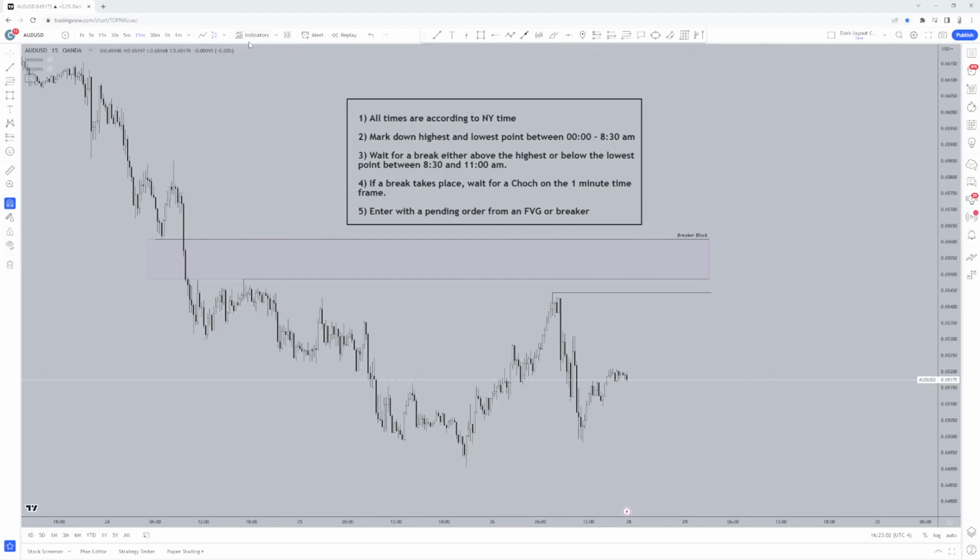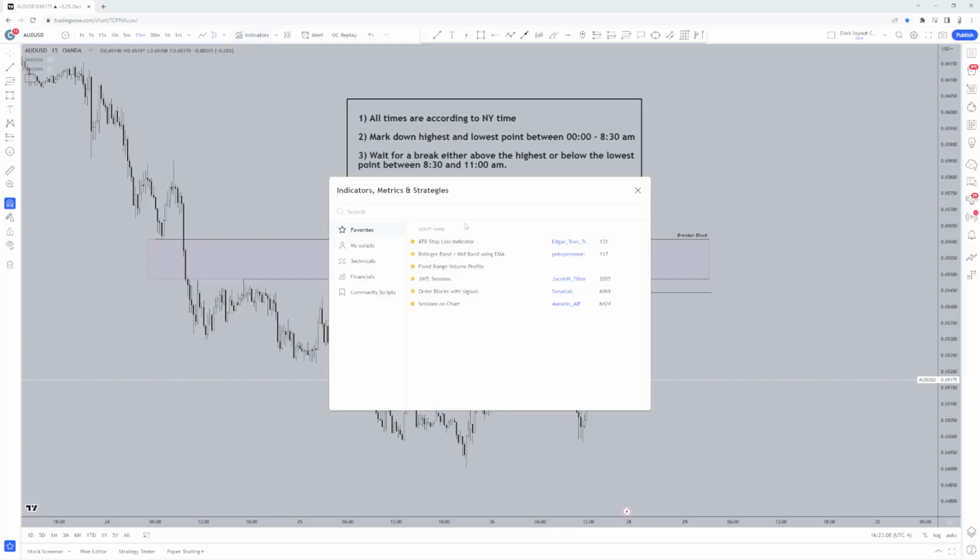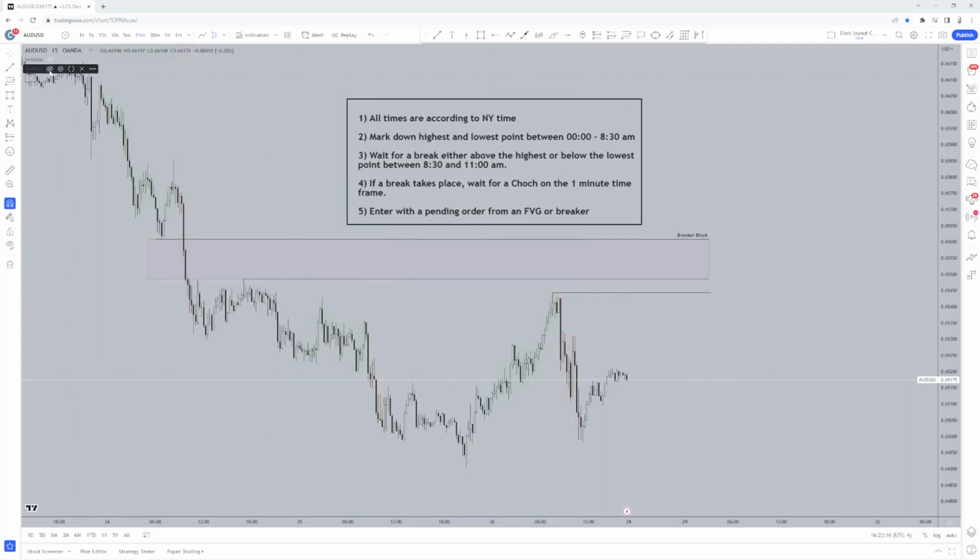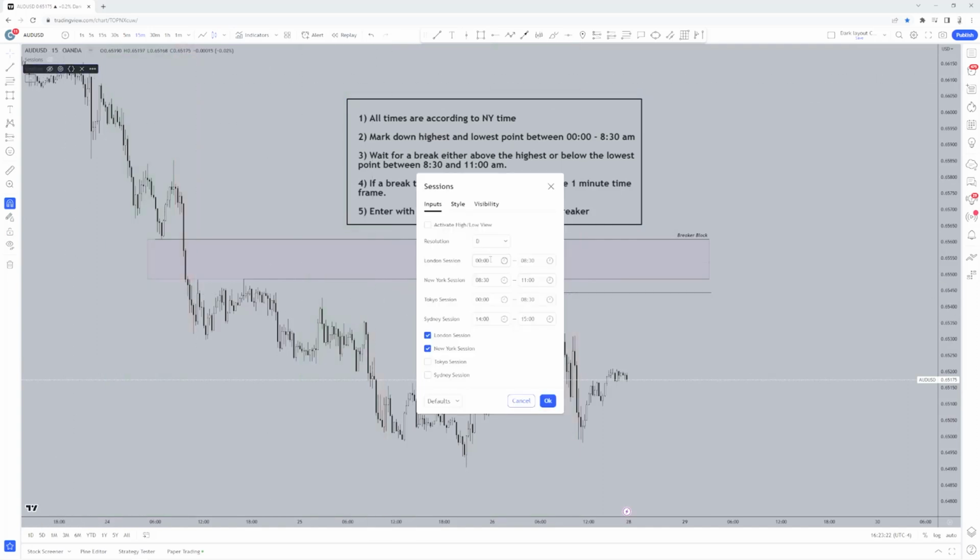What I want you to do in order to make things easier, go to your indicators tab on the top left of your screen, click on it and then type sessions. I want you to check on these sessions on chart like that, and then go ahead and click on settings and copy my settings as you see them exactly right here.